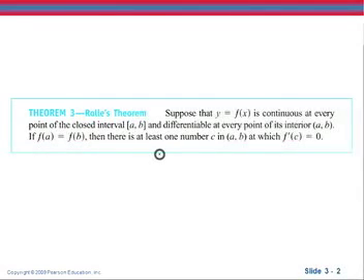And what it says is that if y equals f of x is continuous at every point of a closed interval from a to b and is differentiable at every point of its interior from a to b, if f of a equals f of b, then there's at least one number c in a to b where f prime of c is equal to 0. So if you have two equal y values in an interval, there's at least one place in between those two points where our slope is 0, or we have a horizontal tangent.